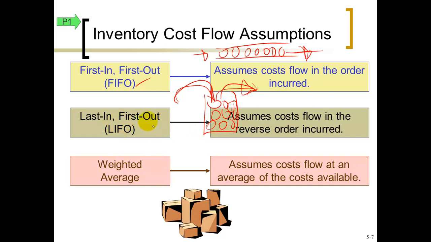In the case of LIFO, a compromise between these two is to calculate a weighted average. We'll see in the actual calculation that the numbers are going to fall in between the FIFO and the LIFO amounts. The cost of goods sold and the ending inventory for weighted average will fall in between these two options.